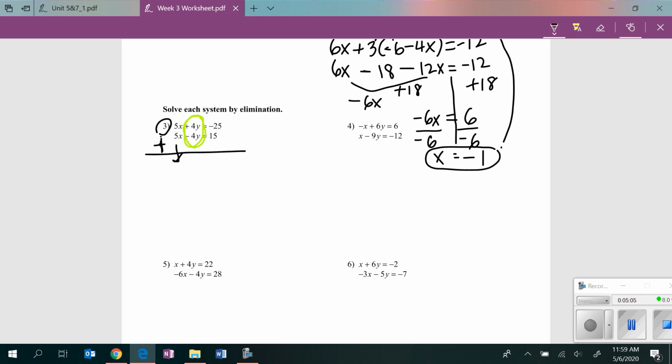I have my 5x plus 5x, and that's going to give me 10x. And if I've got 4y minus 4y, those equal 0, so they cancel. And then I'm just left with negative 25 plus 15, giving me a negative 10. So now I've got this really simple equation of 10x equals negative 10. I'm just going to divide by 10, and x equals negative 1 again.